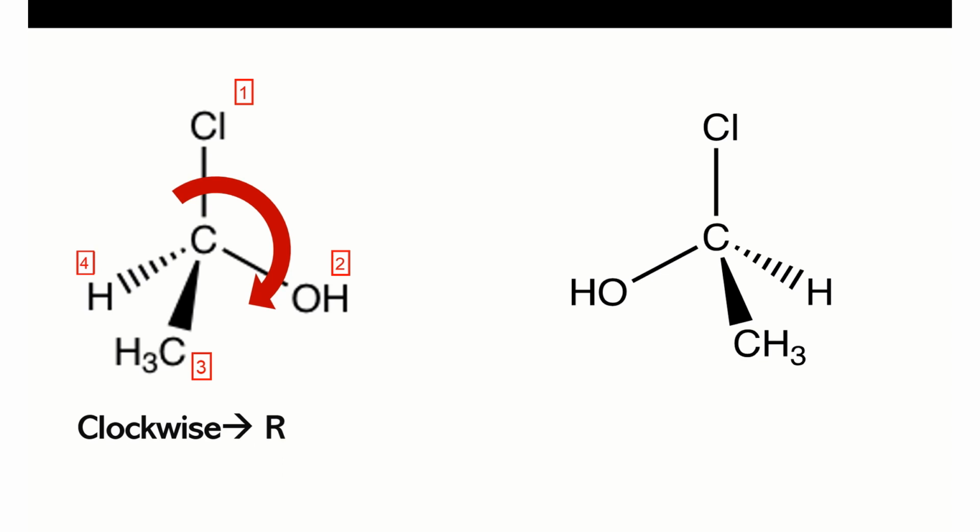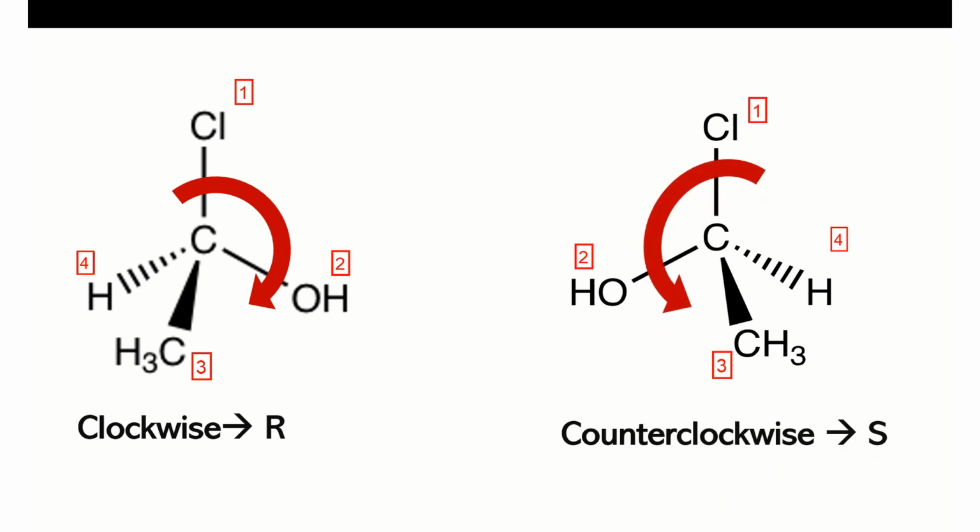The second structure that we have here is the mirror image of the first molecule. So the first number goes to chlorine again, second goes to oxygen, third goes to carbon, and the fourth goes to hydrogen, because hydrogen is the lowest atom. And the direction in this case is anti-clockwise or counterclockwise. So this configuration will be S. So there are two examples over here.